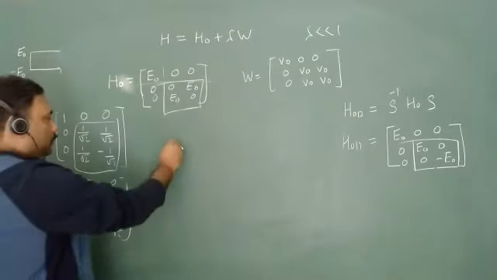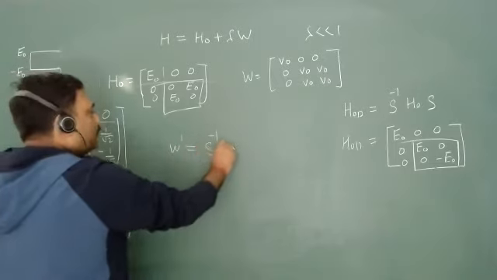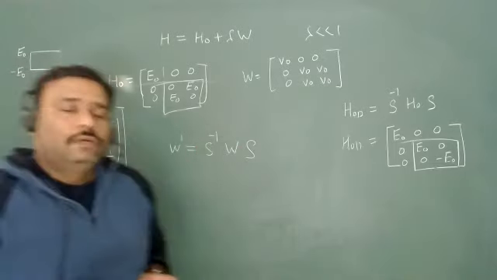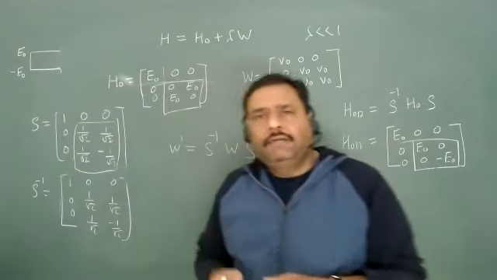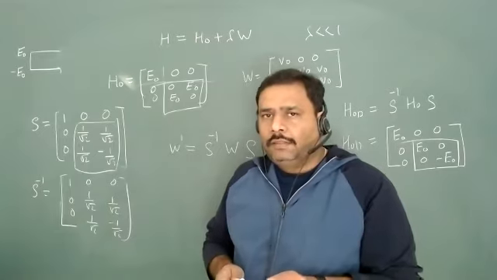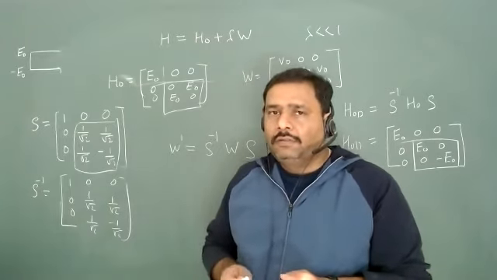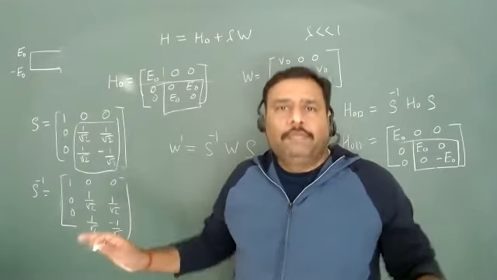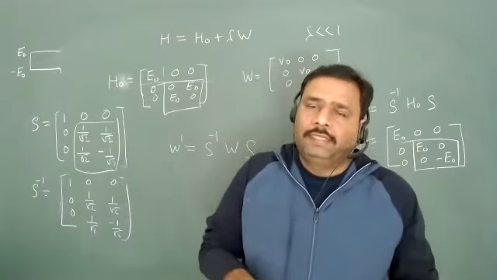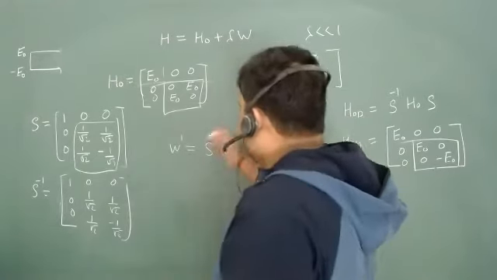So W dash will be exactly S inverse W S. And now, can you give the guarantee that W dash is diagonalized? No, you cannot give the guarantee. It may be diagonalized, it may not be diagonalized. Let us try to calculate this particular thing.